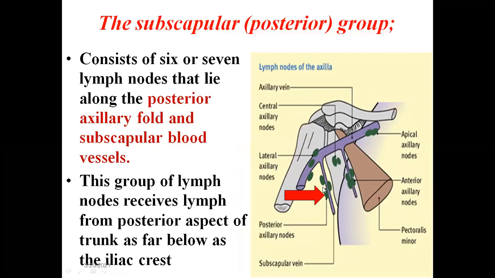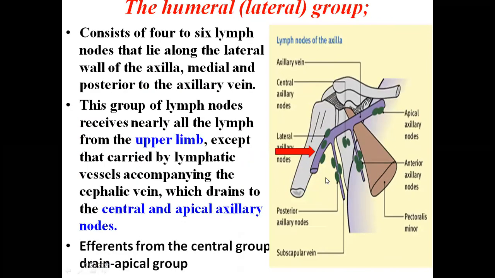Okay, then we have the posterior group. Posterior is also called the subscapular group. It consists of 6 or 7 lymph nodes that lie along the posterior axillary fold and subscapular blood vessels. This group of lymph nodes receives lymph from the posterior aspect of the trunk, as far down as below the iliac crest.